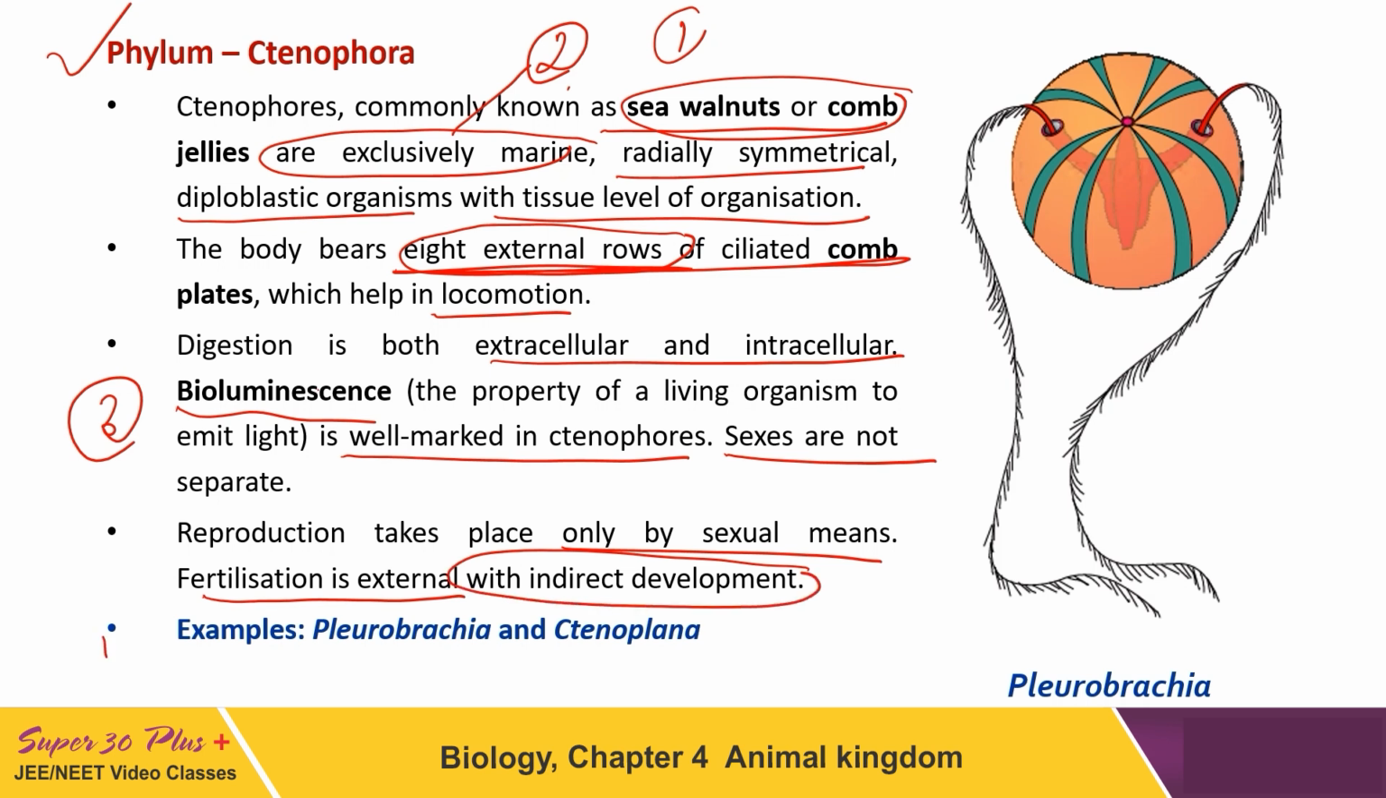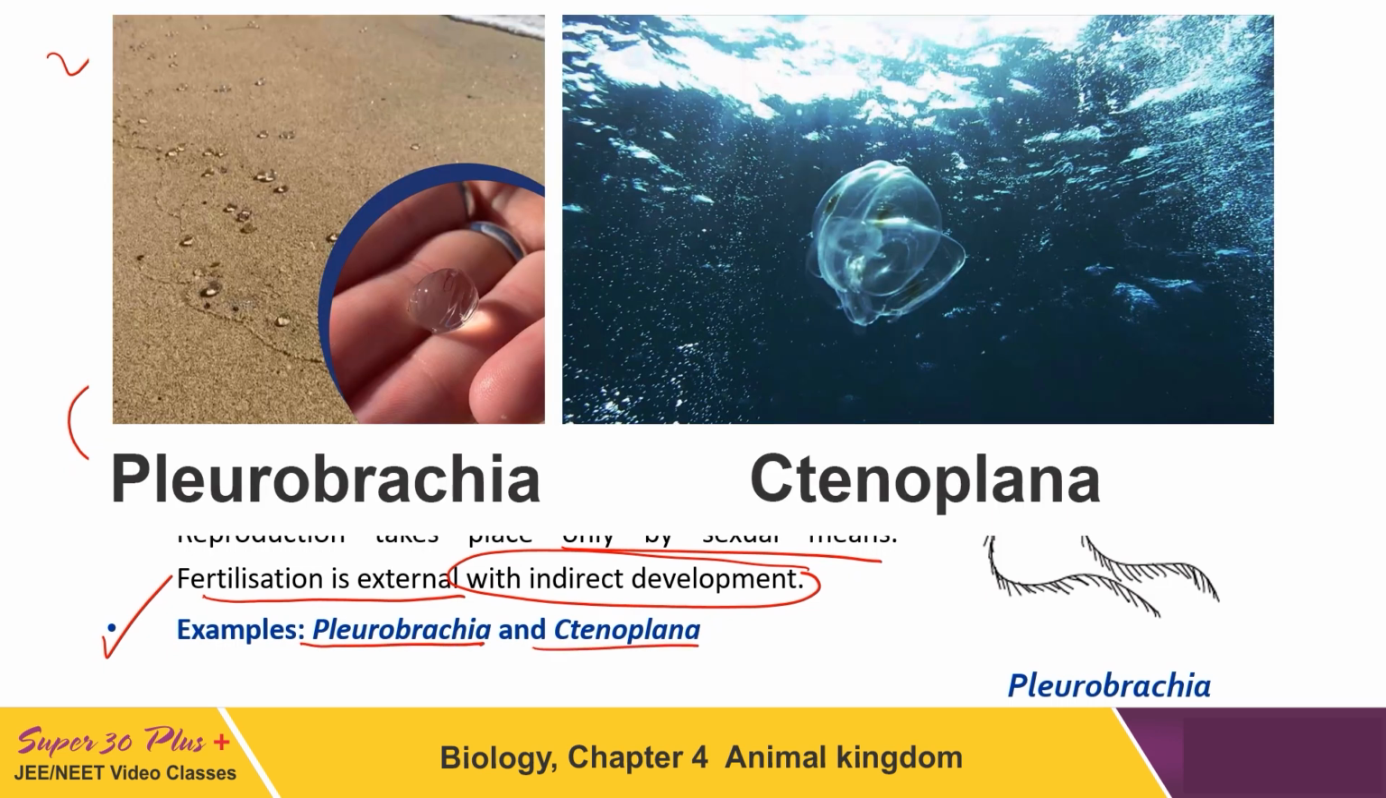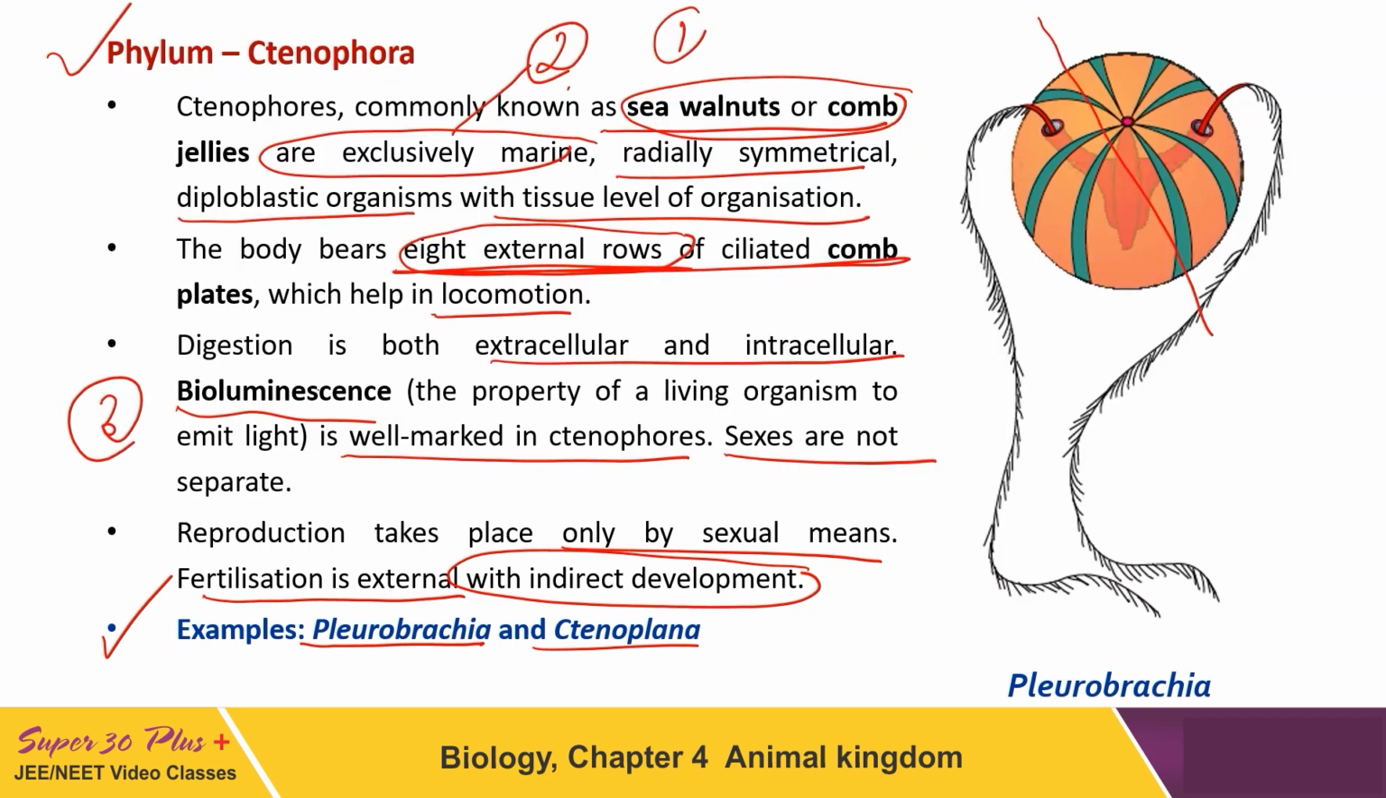One very well-known example is Pleurobrachia, a ctenophore. Can you remember what the symmetry of this will be? That will be radial symmetry. This appears just like a walnut or comb jelly. These are the comb plates which are lined with cilia, and this is bioluminescence. You have to remember all these.